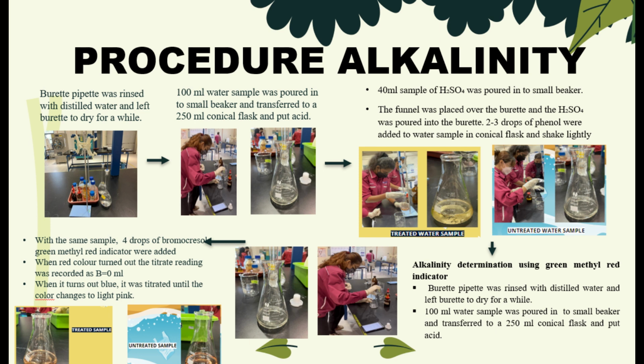With the same sample, 2 to 3 drops of methyl orange were added. When red color turned out, the titrate was recorded as B is equal to 0 ml. When it turns out yellow color, it is titrated until color changes to orange. The same process will apply to the green methyl orange indicator.